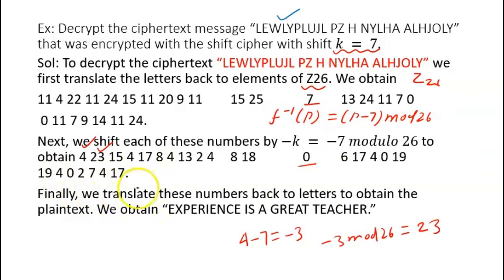So this is the new set of numbers that we get, and then we translate it back to the alphabets. So 4 stands for E, 23 stands for X, 15 stands for P, and so on. So the message which was received like this has been decrypted in this form, which says: experience is a great teacher. Yes, this is a good quote also.